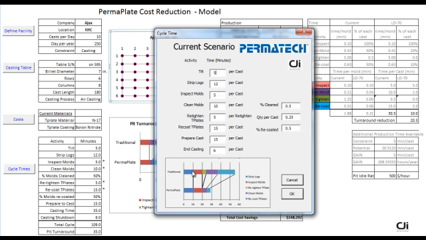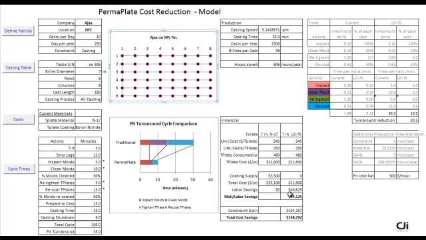The bar chart you'll see on the following table basically is laid out to compare the traditional, or in this case, in this scenario, using N17 versus PermaPlate, and the difference in overall cycle times. That's what we're trying to calculate.